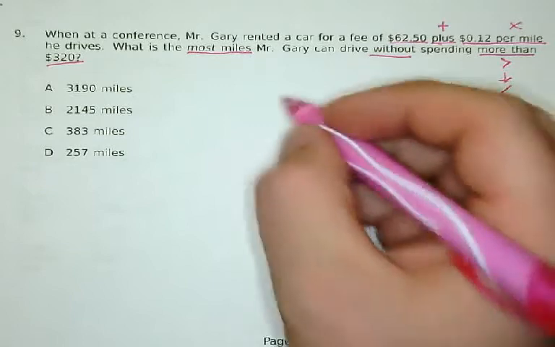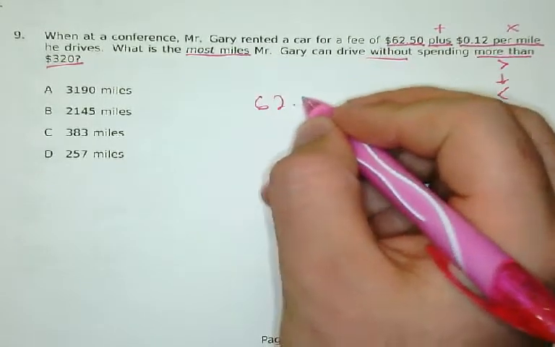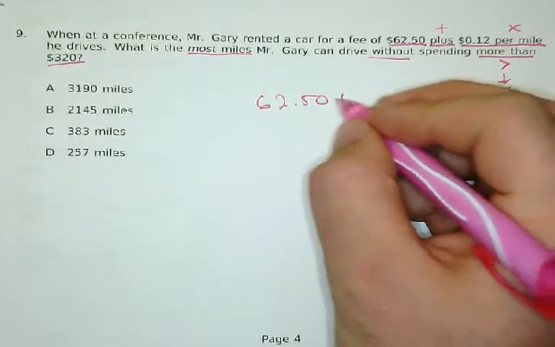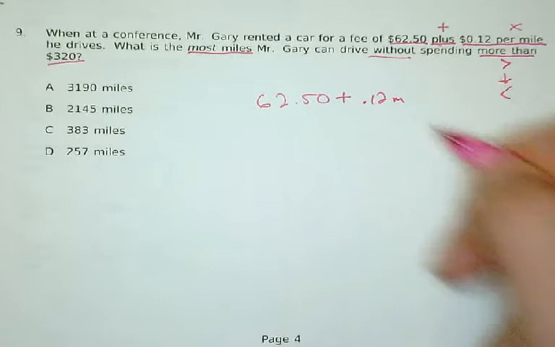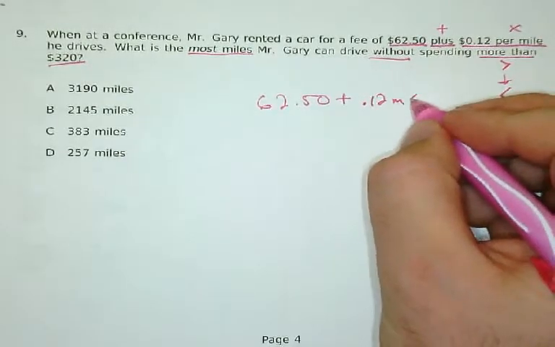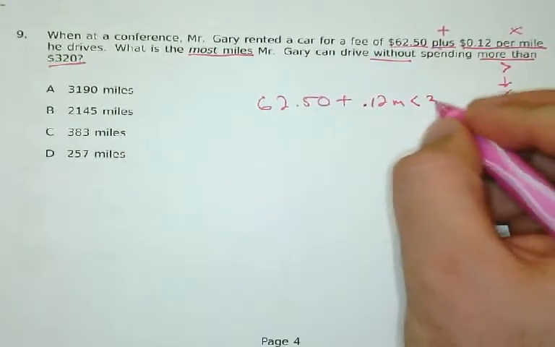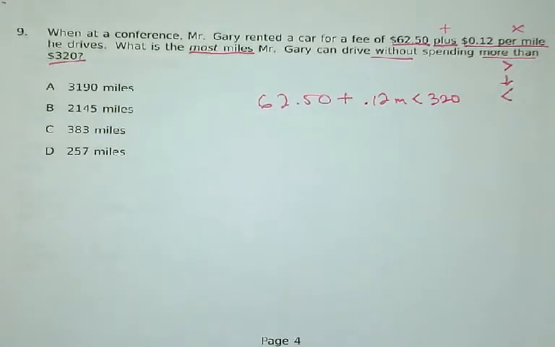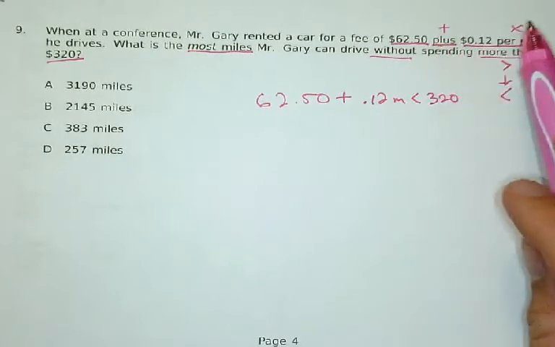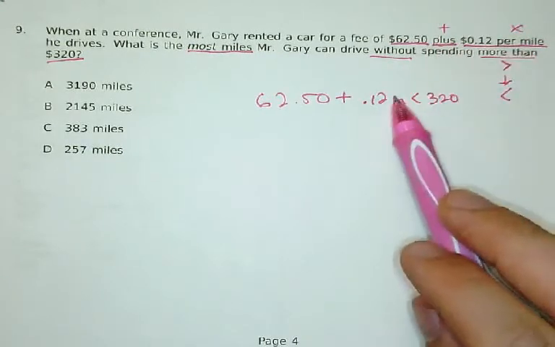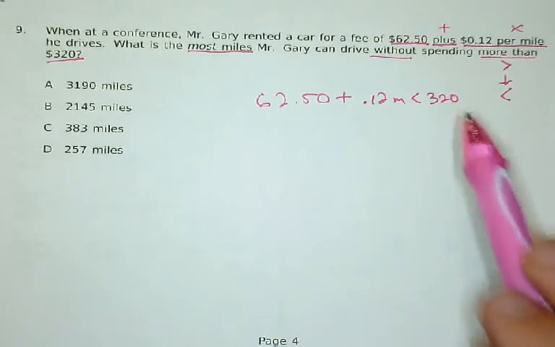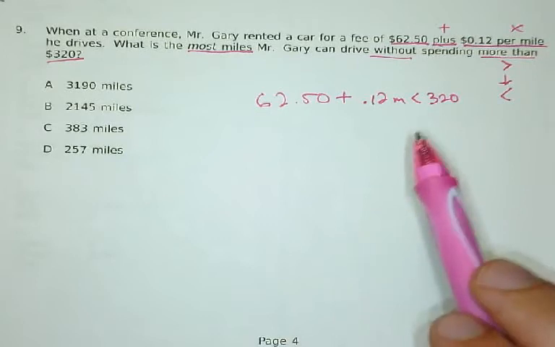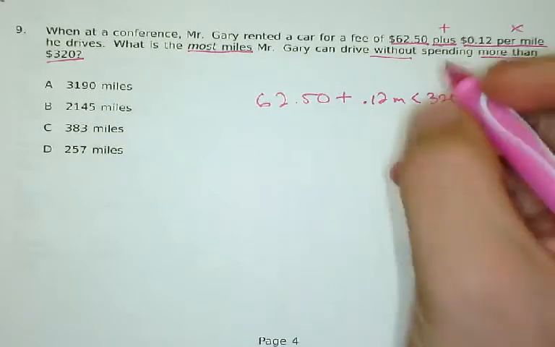So now let's set it up. $62.50 is the flat fee, plus 12 cents per mile, 0.12 times miles, needs to be less than $320. So all I've done is taken my information. I saw this was plus, and remember, 12 cents per mile means multiply 12 cents times the miles. And the total cannot be more than 320, so 320 has to be bigger than it.